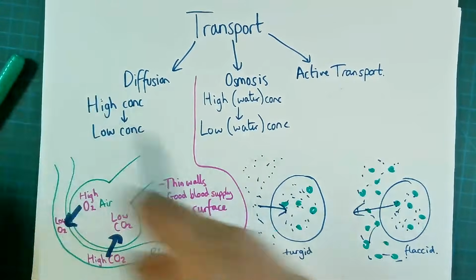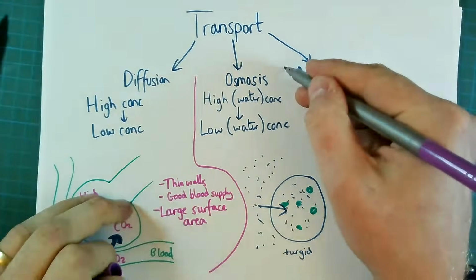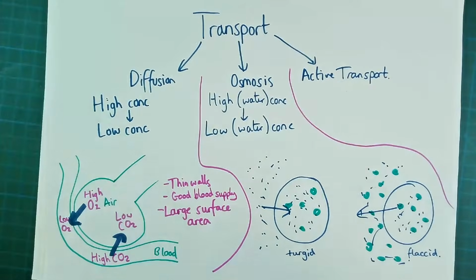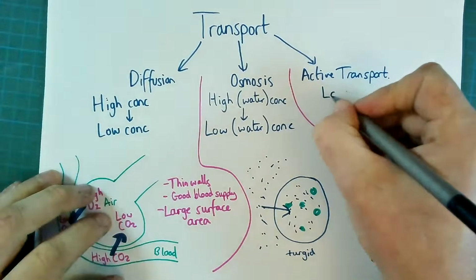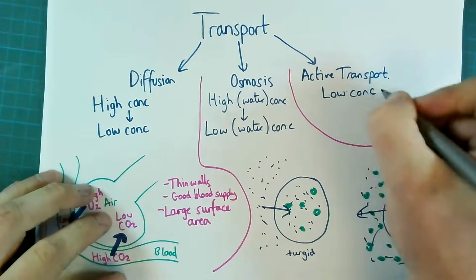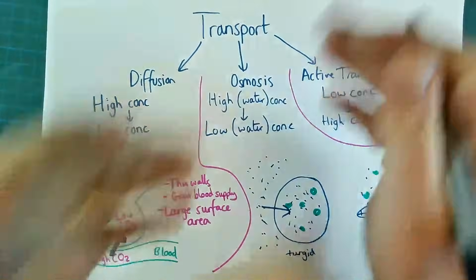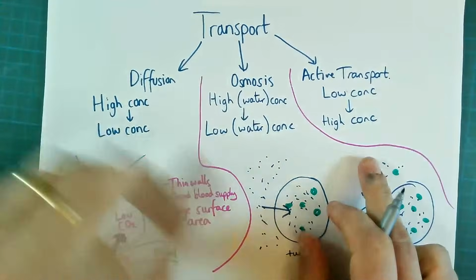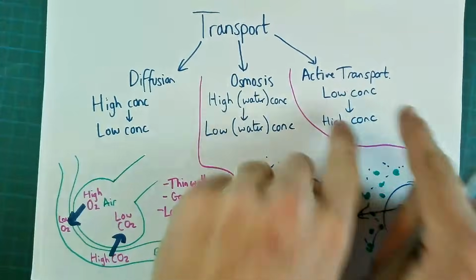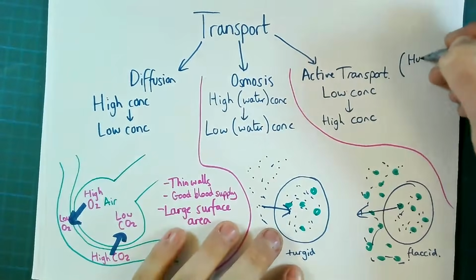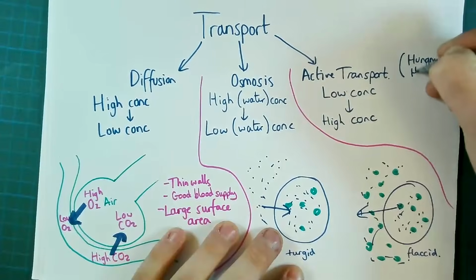Okay, right, last one of the transport is active transport. Now, this is probably in a weird way the easiest one to understand because it's low concentration to high concentration. So it's going against the instinct. Diffusion just happens all the time. This is you forcing it the other way. Now, I like to think about this like the game Hungry Hungry Hippos, if you've ever played Hungry Hungry Hippos.